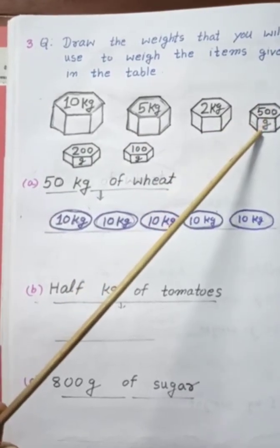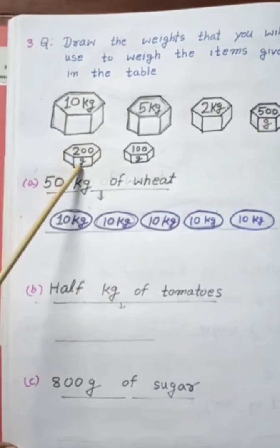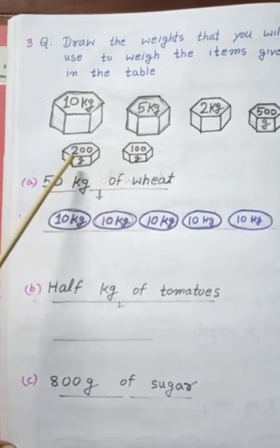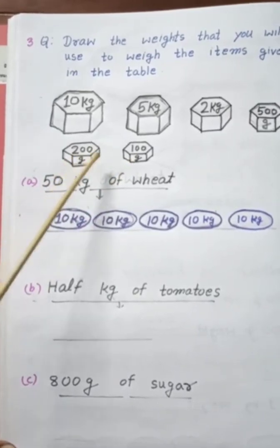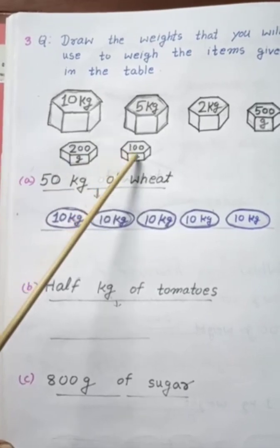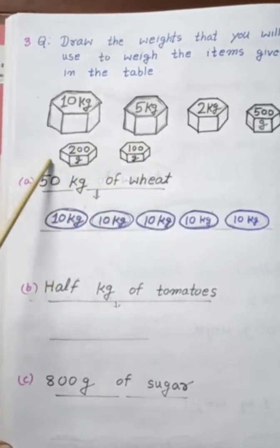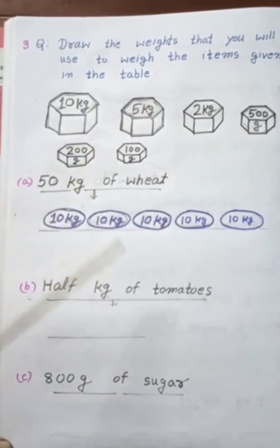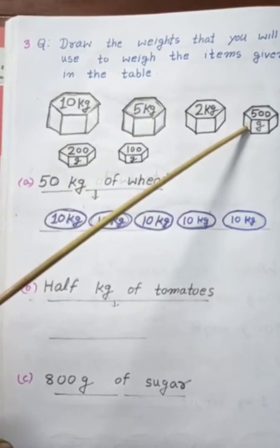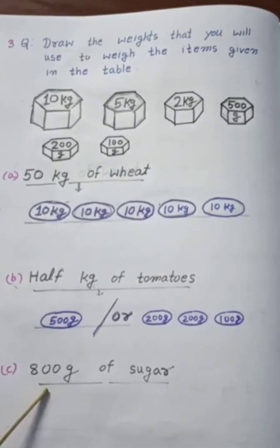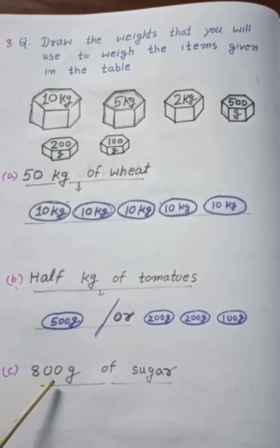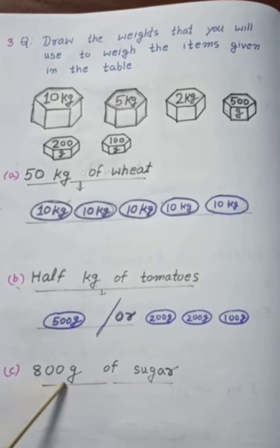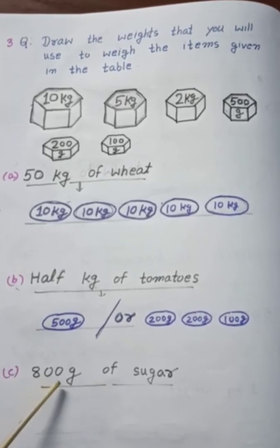Or if they don't have it, they will use two weights of 200 gram and one weight of 100 gram. That is 2 plus 2 is 400 and 400 plus 100 is 500. So either they can use these weights or they can use 500. So here we will draw the weight of 500 gram. Look at this question, children. Here is 800 gram of sugar. So which weights do we use?